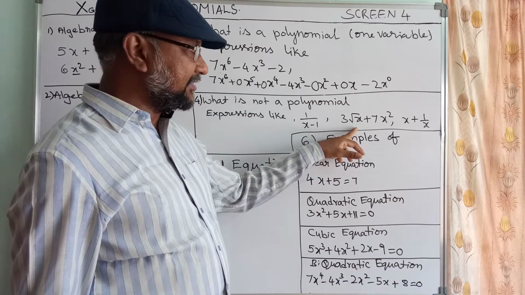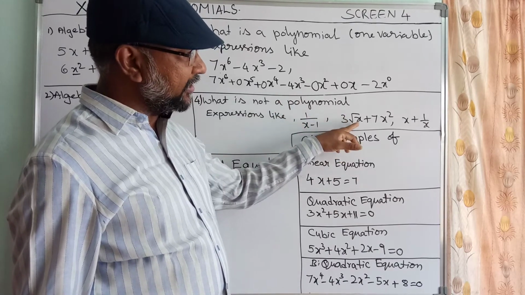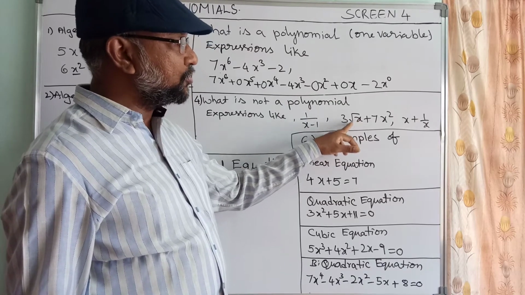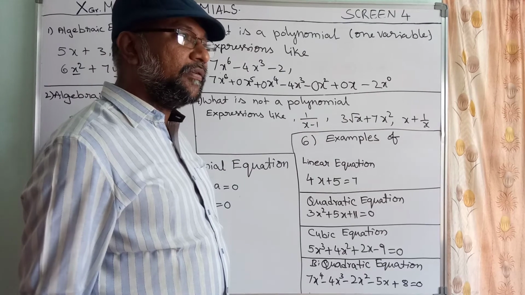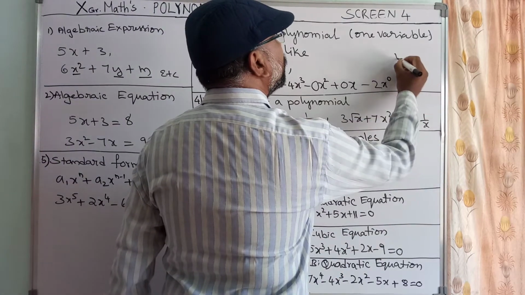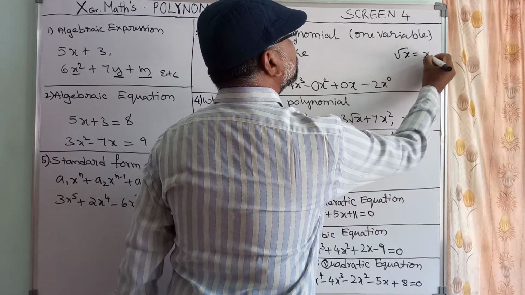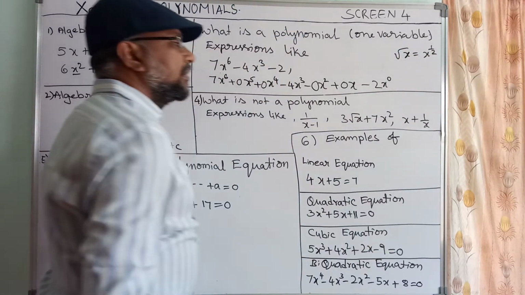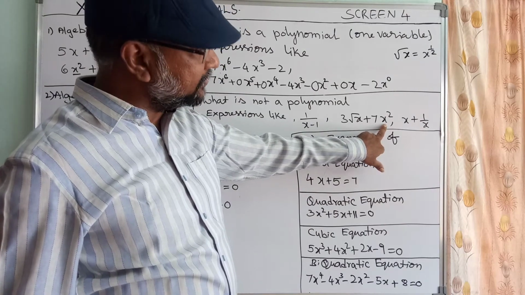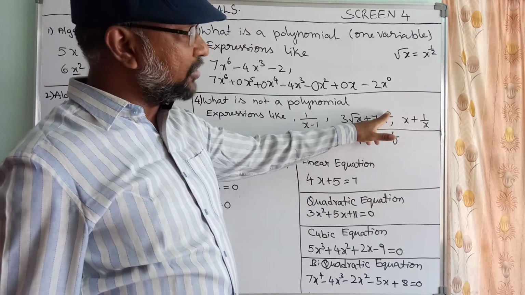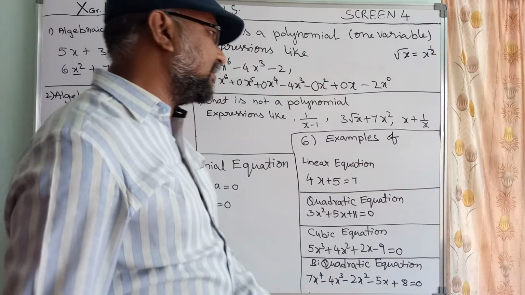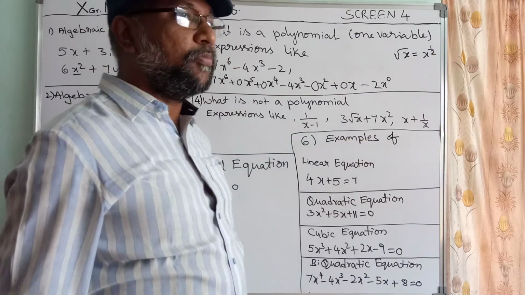And the second example for not a polynomial is root x, that means x power 1 by 2. Root of x is equal to x power 1 by 2. It should not be in the roots, even though it contains some other positive powers, but it should not have 1 by 2 as a power. Therefore it is not a polynomial.